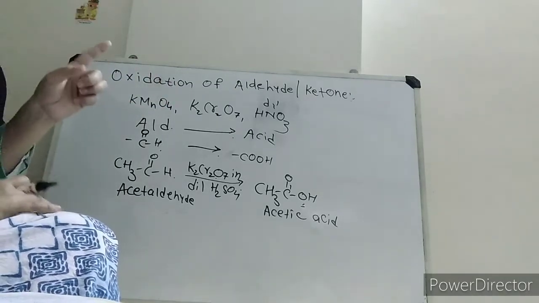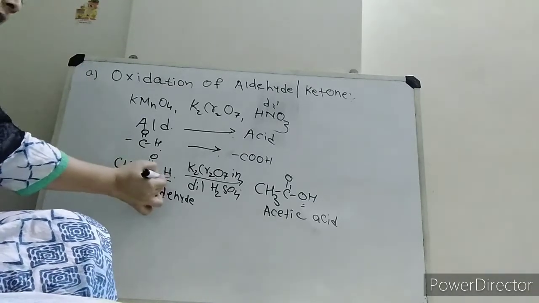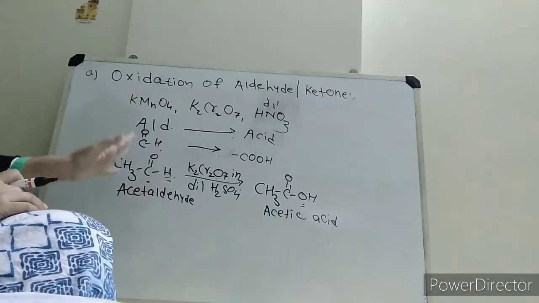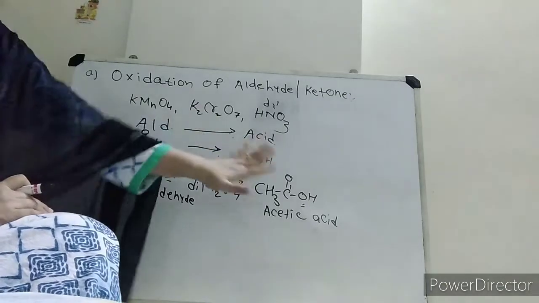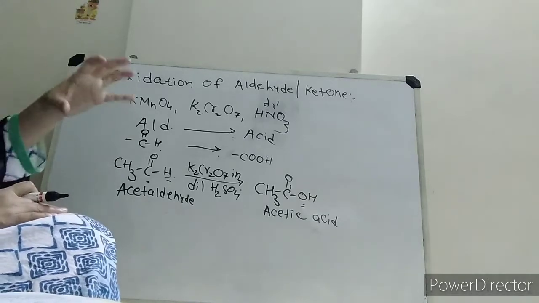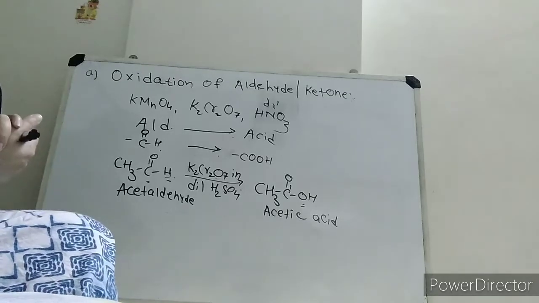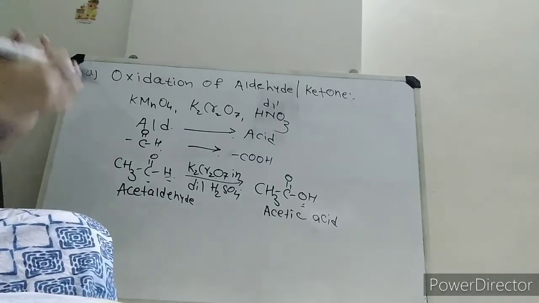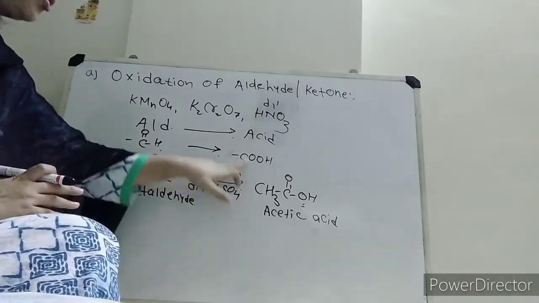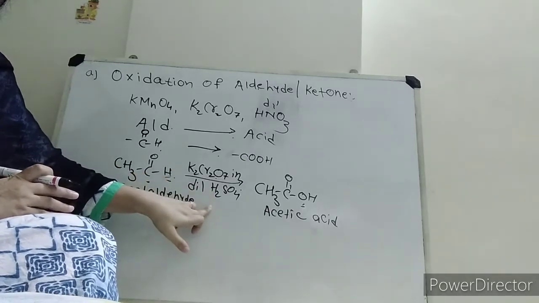In the last session we saw that in the case of the aldehyde, the hydrogen is directly attached to the carbonyl carbon. So the aldehyde is easily oxidized to the acid. But in case of the ketone, hydrogen is not directly attached to the carbonyl carbon. Oxidation is possible in the ketone also, but due to this it is not as easy. We get fewer carbon atoms.